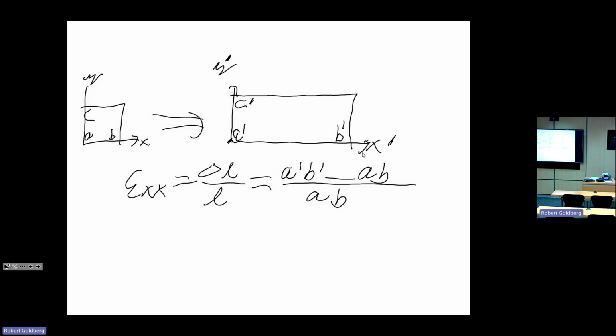Yeah, you're still using it. So it really is just x and y.